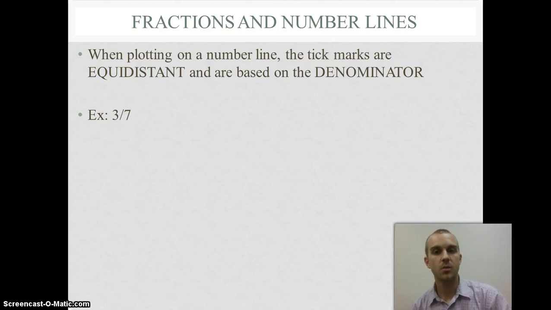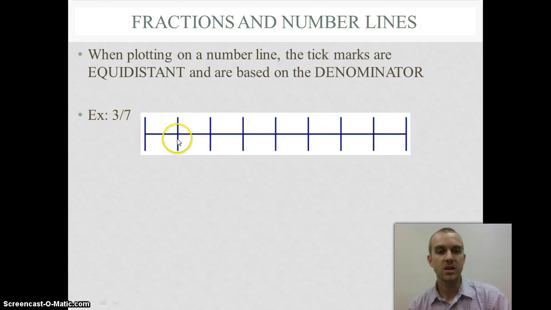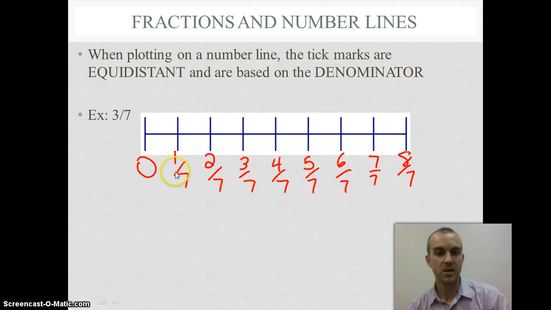Last thing we'll talk about is the notion of how we relate fractions to number lines. The important component to this is that our tick marks are always equidistant and based on the denominator. So if I have 3/7, I know that if I make a number line, each piece will be 1/7 apart because that's the parts I've split my denominator into. So I've got 0, 1/7, 2/7, 3/7, 4/7, 5/7, 6/7, 7/7, and 8/7.